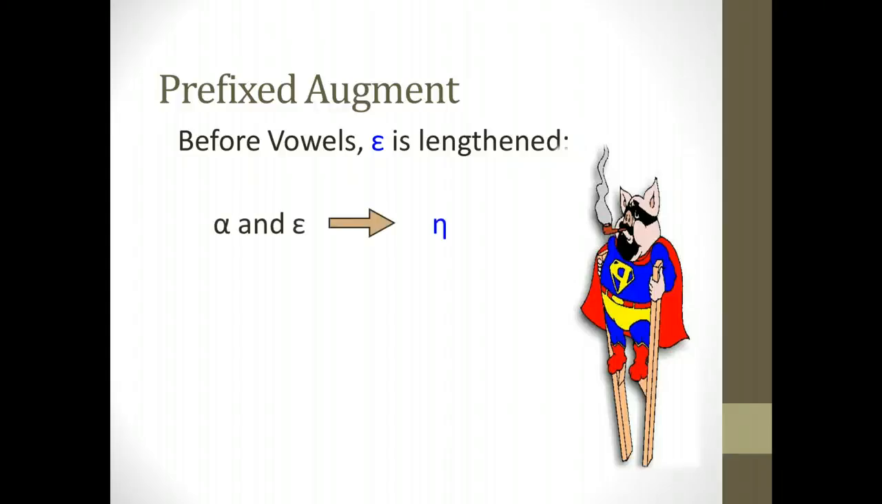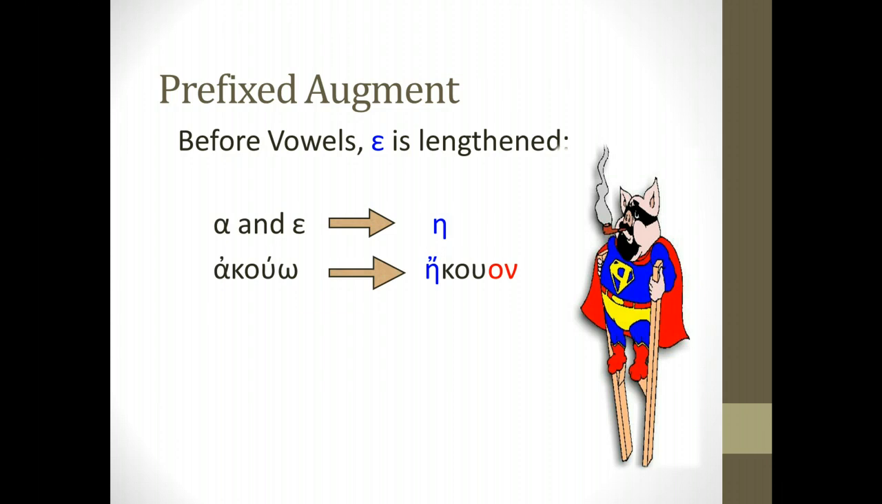When a word begins in the imperfect tense with either an alpha or an epsilon, that vowel is going to actually lengthen to an eta. So in the case of the word akuo, the alpha lengthens to an eta, and we end up with akuon. I was hearing, or if it's a third person plural, they were hearing.